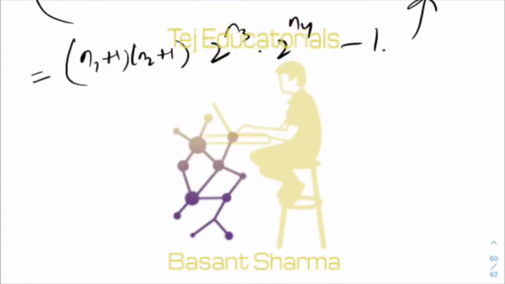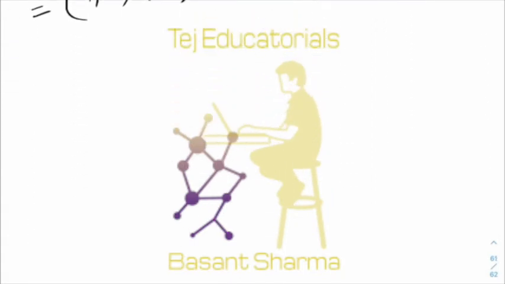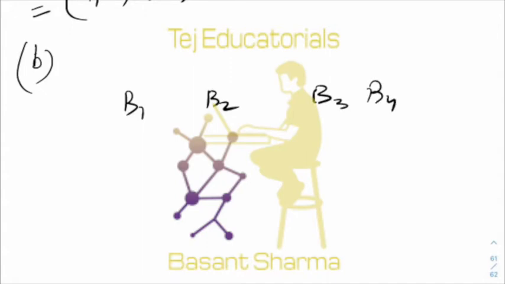Now if this logic is clear, then the remaining questions will be very simple. Suppose I ask you, at least 1 from each box is selected. What is the number of ways such that at least 1 object is selected from each box? Now, if at least one is selected from each box, then you have B1, B2, B3, B4. What is the number of ways of selecting at least one object from n1 identical objects?